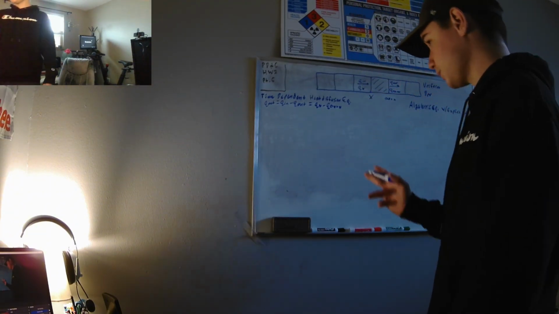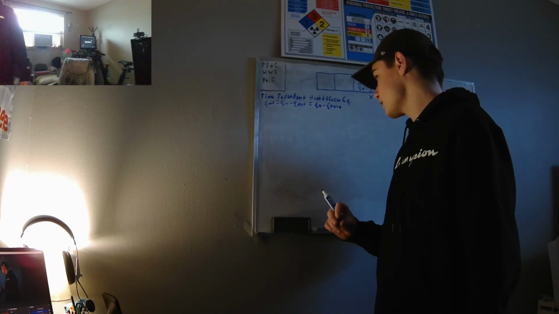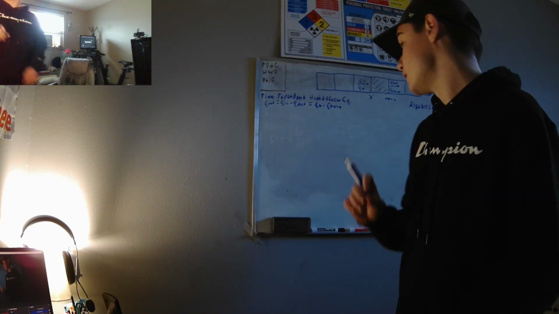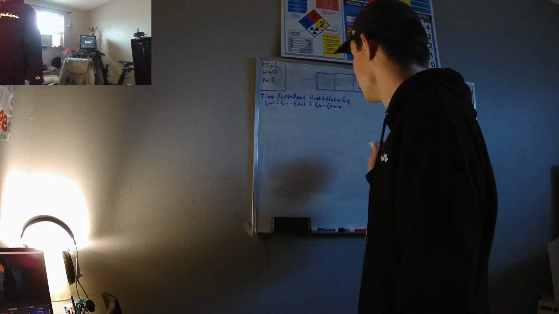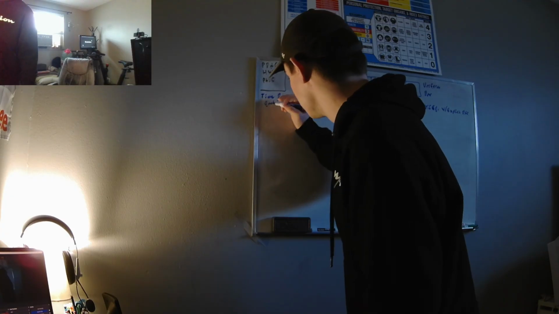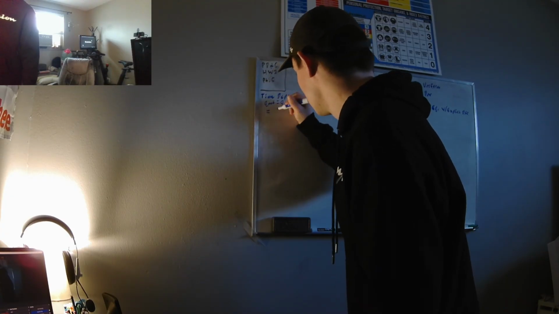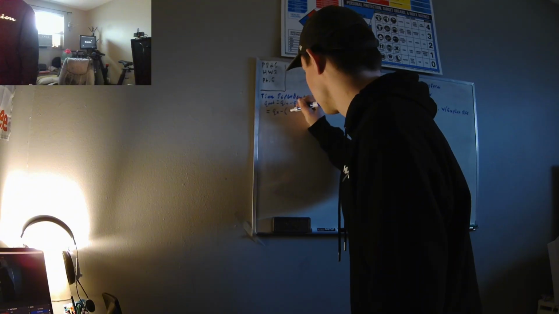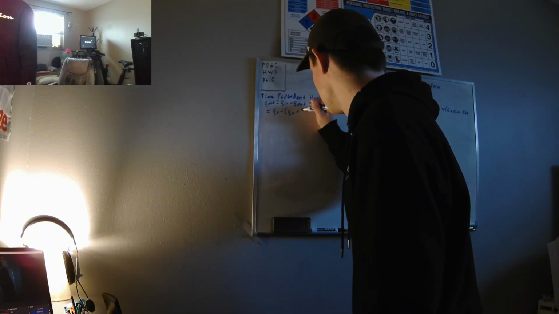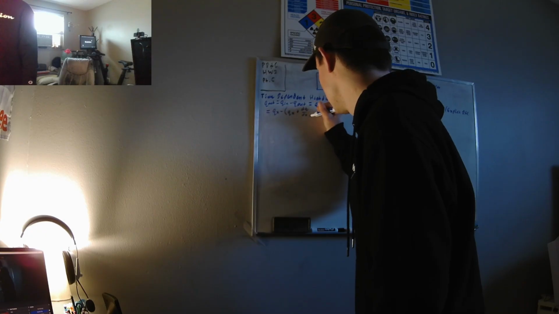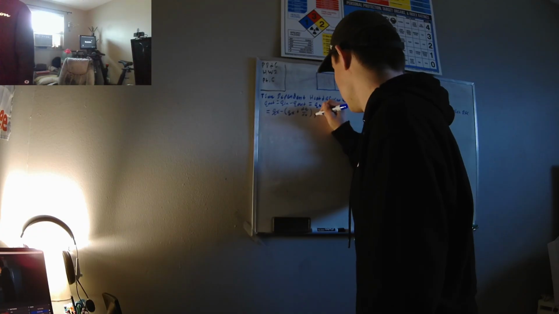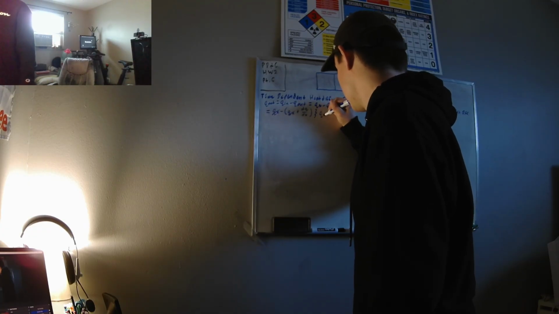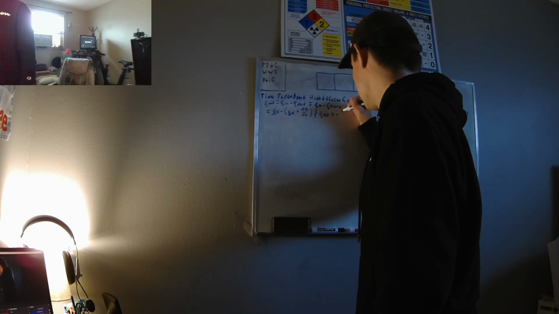Now looking at this, we know that our Q at X plus delta X is actually our Qx plus our dQ/dx, our change in Q over our change in X. So we can sub this in, our Q net equals Qx minus Qx plus dQ/dx. Obviously here our Qx's cancel, giving us our Q net equals negative dQ/dx.